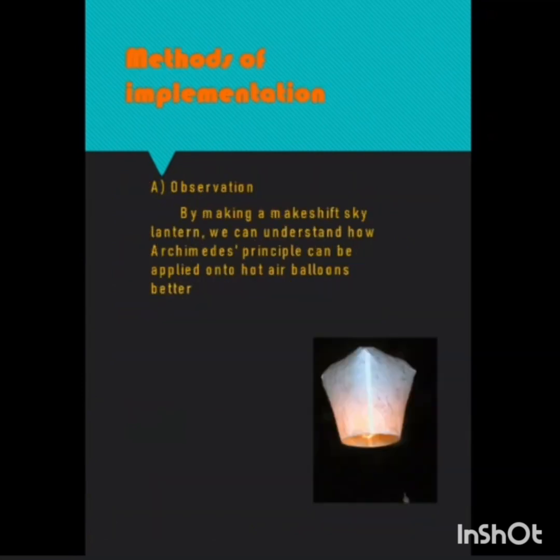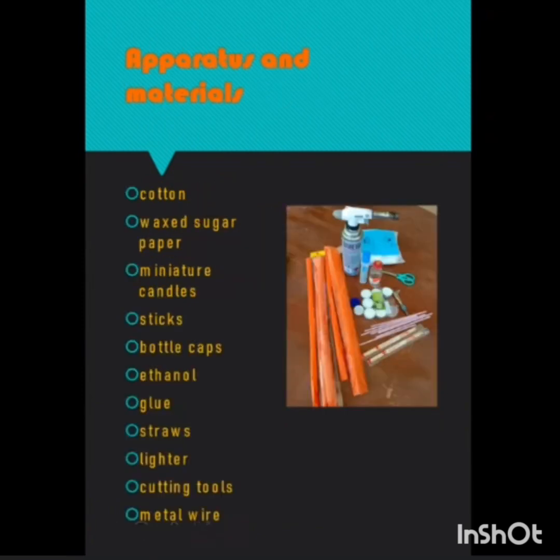Method of implementation. Observation. By making a makeshift sky lantern, we can understand how Archimedes' principle can be applied onto the hot air balloon better. Next is the apparatus and materials needed, which are cotton, wax, sugar paper, miniature candles, sticks, bottle caps, ethanol, glue, straws, lighter, cutting tools, and metal wire.